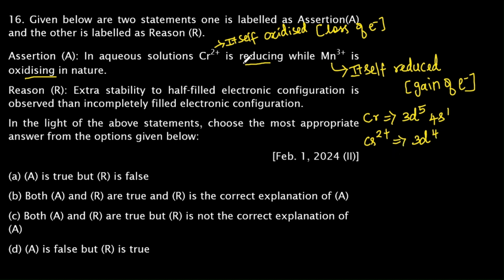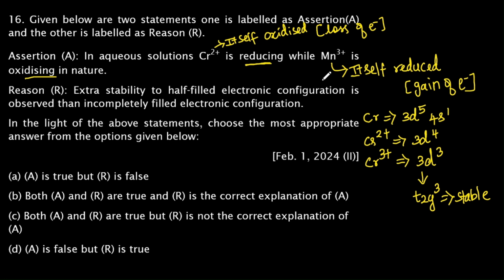Now they are telling it is acting as a reducing agent. So I told that reducing agent means it is itself oxidized. Oxidized means loss of electron. So after the loss of the next electron, it will become Cr3+. Then Cr3+ will have the configuration 3d3. 3d3 we already saw in the previous question. It is half-filled t2g energy level configuration, which is more stable. So Cr2+ will be converted to Cr3+ easily, and it is acting as a reducing agent. So the first part of the assertion is correct.